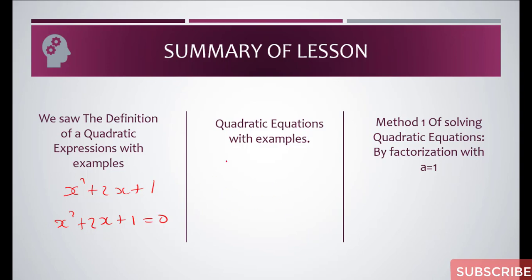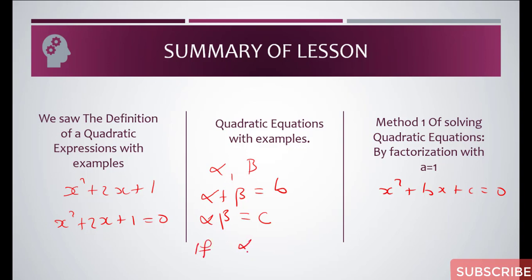Now, I'm going to lay emphasis on the fact that we saw that we are looking for two numbers alpha and beta, such that alpha plus beta should give us b and alpha beta should give us c, in the equation ax squared plus bx plus c equal to 0. So we saw that the case is when a is equal to 1. Now I'm going to lay emphasis on the fact that if alpha is equal to beta, we are talking of an expression which is called a perfect square. An example is quoted on the screen.